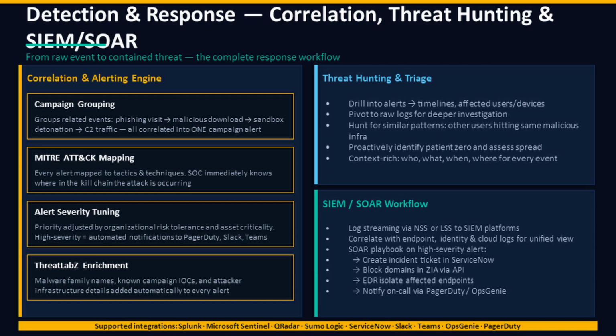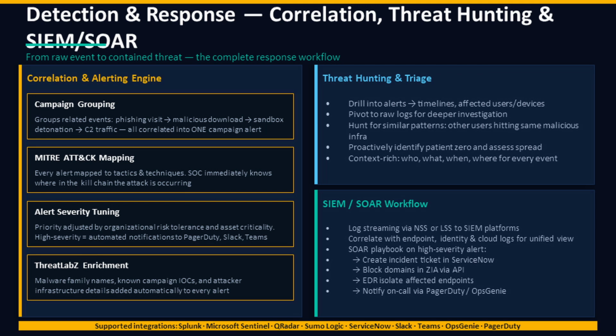Let's go deeper on how the correlation engine works and how SOC teams actually use detection and response in their daily workflows. The correlation engine has 4 key capabilities. Campaign grouping is the most fundamental. It takes individual events, a phishing page visit, a malicious document download, a sandbox detonation, C2 traffic, and groups all of them into a single campaign alert. Instead of 3 or 4 low-severity events that might get missed individually, you get one high-severity campaign alert that presents the complete picture. MITRE ATT&CK mapping is applied automatically to every alert.